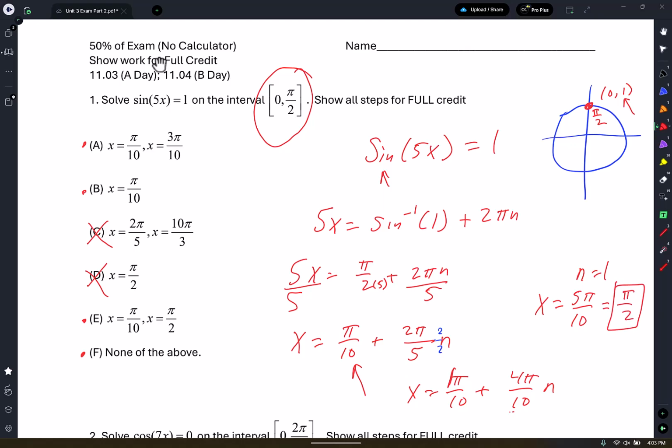Pi over 2 is right on the edge of this domain, 0 to pi over 2. So pi over 2 is an answer, check mark. And pi over 10 is an answer if n is 0. See? If n is 0, you just get pi over 10. Do you see that? So, pi over 10 and pi over 2. How do we feel? Better.